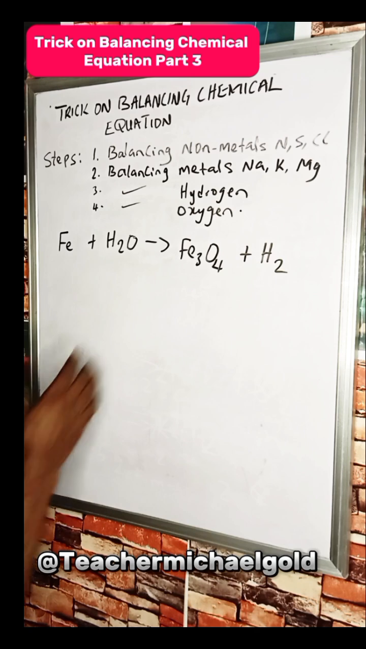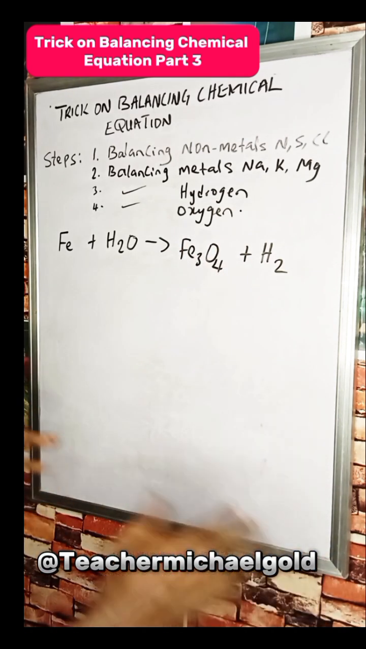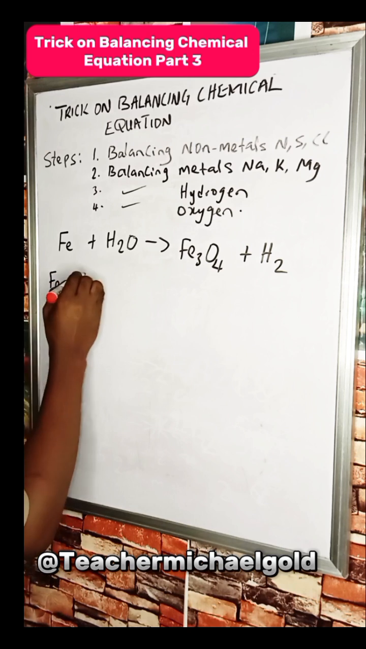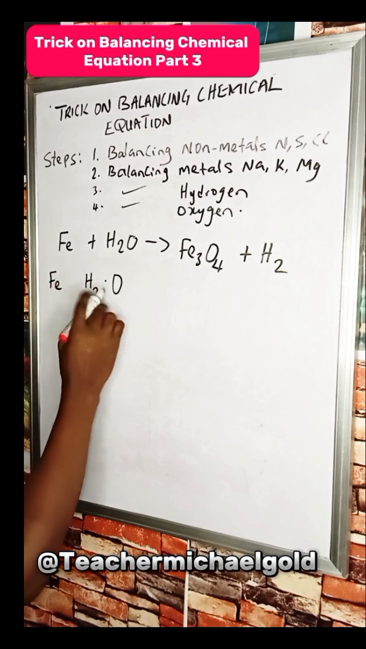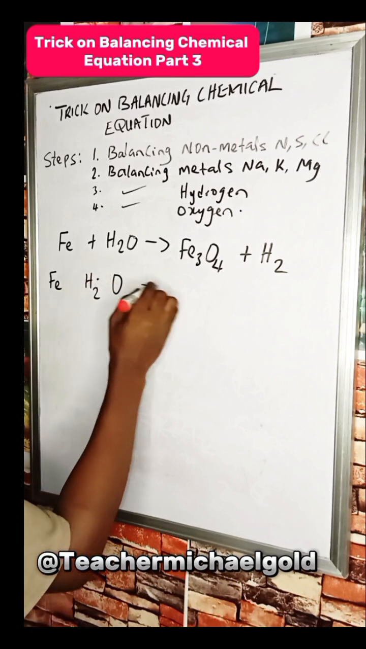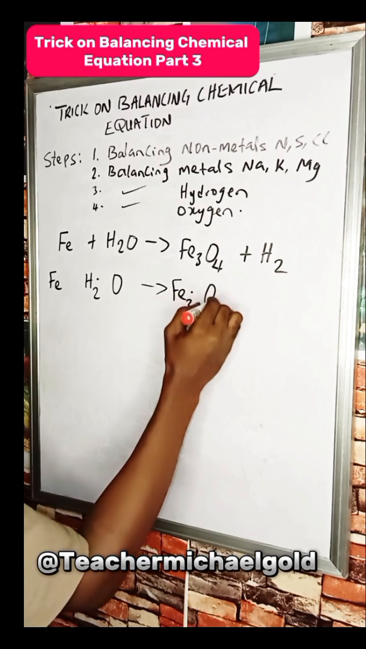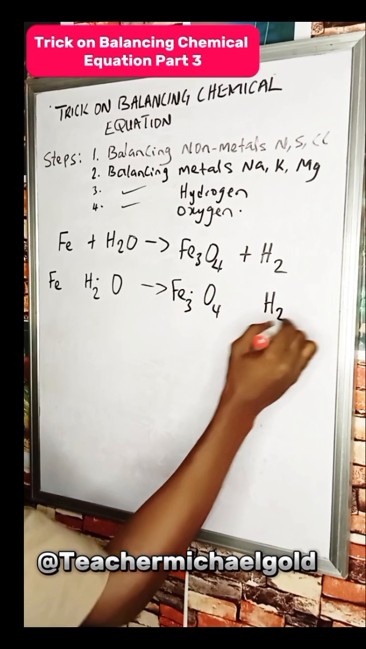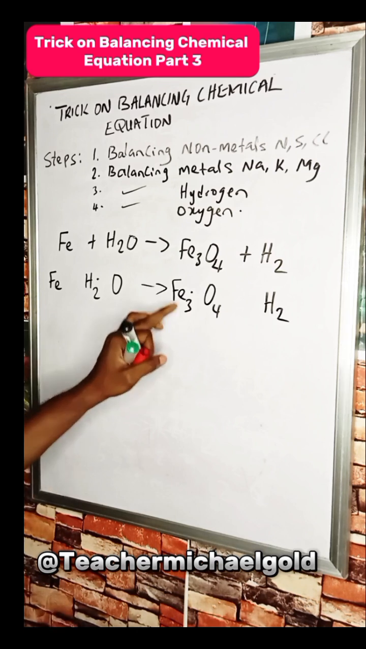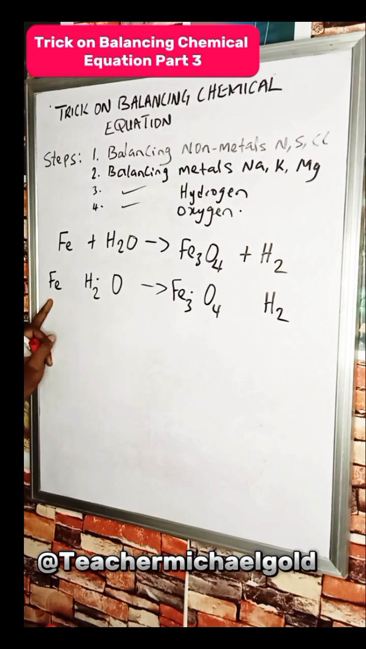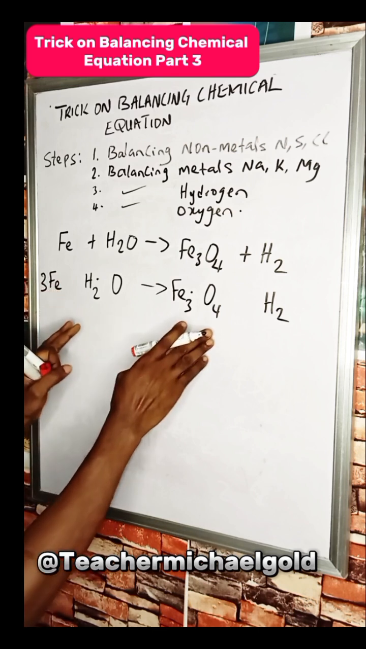If you look at this equation, let's split it out first the way we did in the previous video before we continue. So we have Fe, H2O, Fe3, O4, then H2. When looking at this equation, you see that we are balancing iron, which is the metal. So iron here is 3, while iron here is 1. So what we need to do is to add 3 here. If we add 3 here, that means that the iron is balanced.